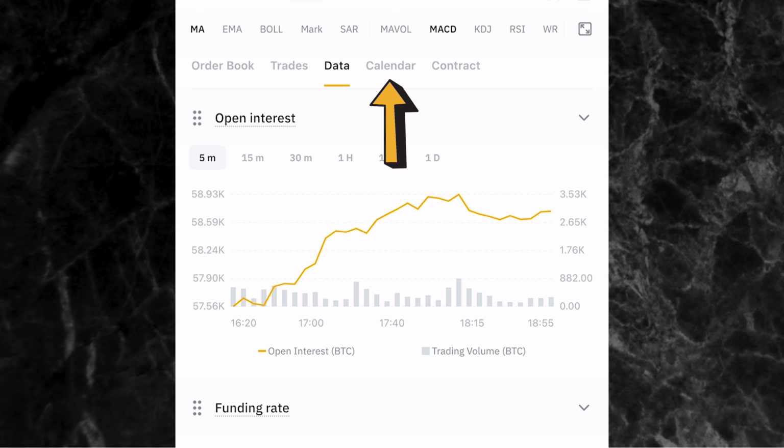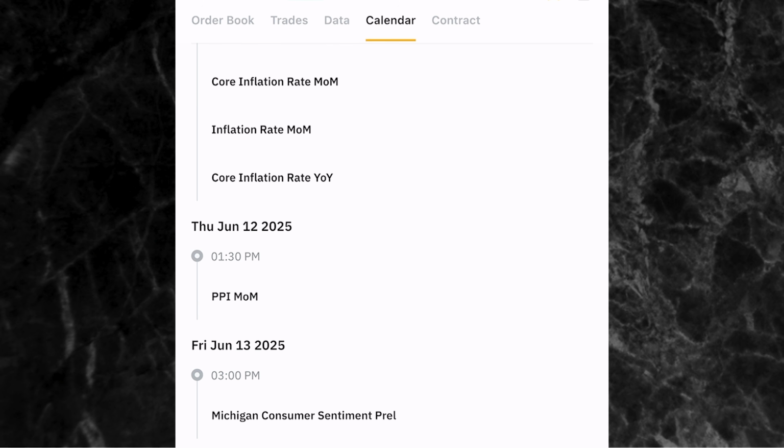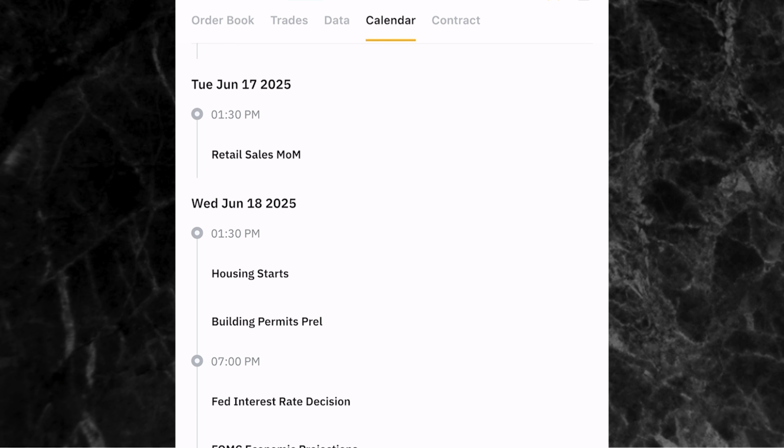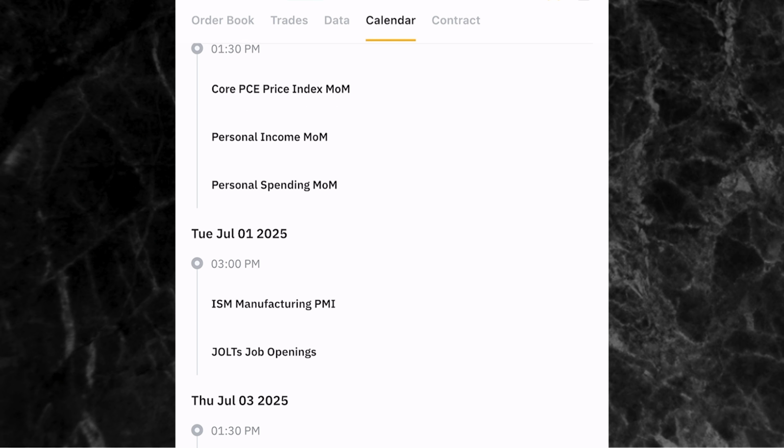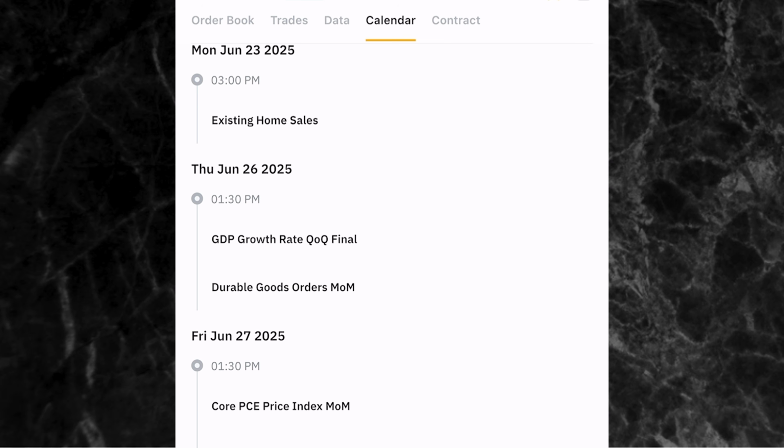And then if you come under calendar right here, this is where you can see the different activities that are currently taking place that can affect the coin you are trading. In this case, it is Bitcoin. So you can see the different activities or the different news or calendar events that are happening that will affect this market. You can see them right here. So in case you are a fundamental analyst, you can use this to your advantage.